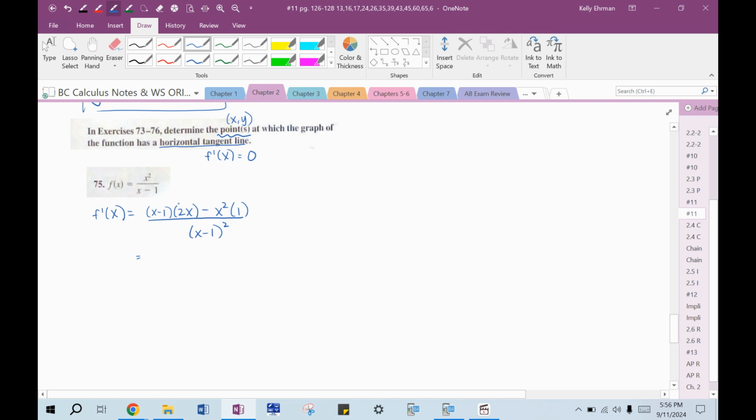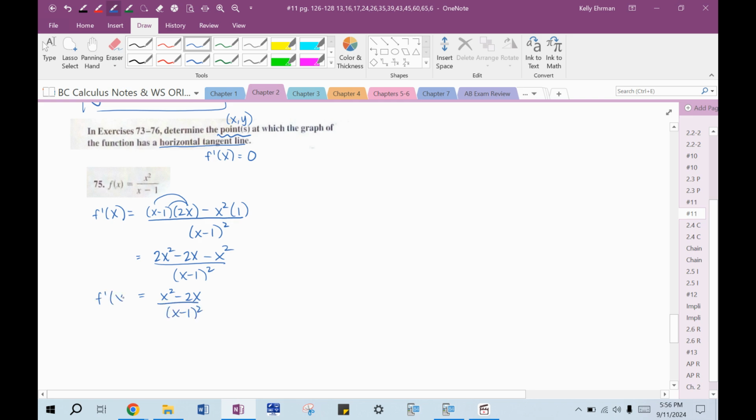We need to simplify this, so I'm going to distribute the 2x through. I get 2x squared minus 2x. This is really just minus x squared. Remember, we don't usually distribute in the denominator. This cleans up a bit. This is x squared minus 2x all over x minus 1 squared.